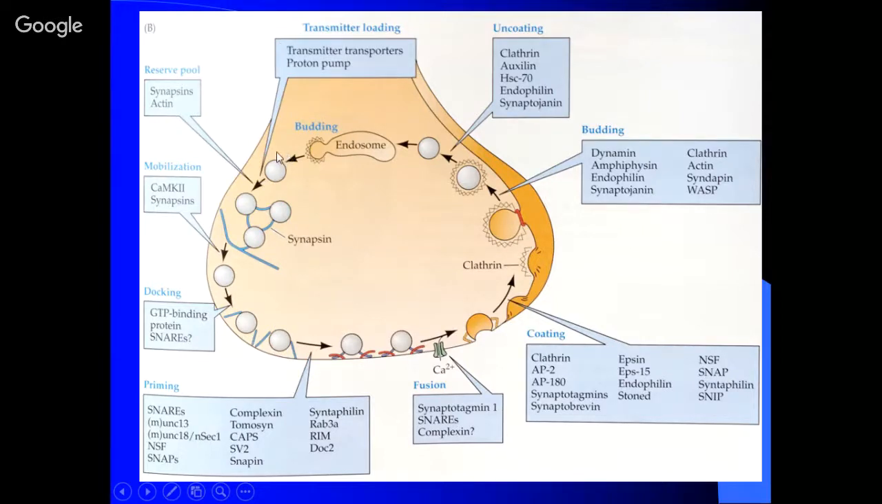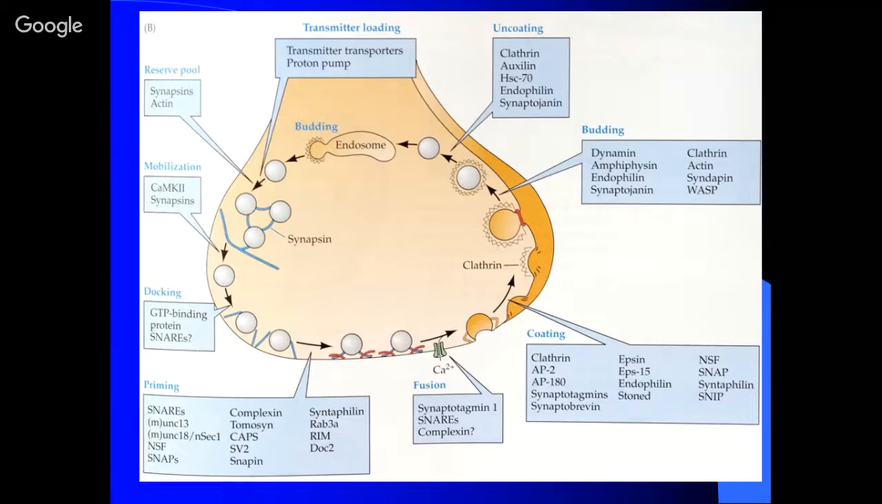You have a reserve pool of vesicles, and they just live out here away from the active zone. The calcium calmodulin kinases and a molecule called synapsin bring them together for what's called mobilization. There's now a group ready. And then they dock. The docking occurs with GTP binding proteins and SNAREs.